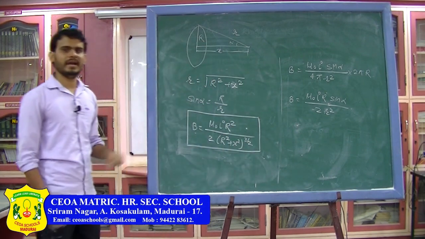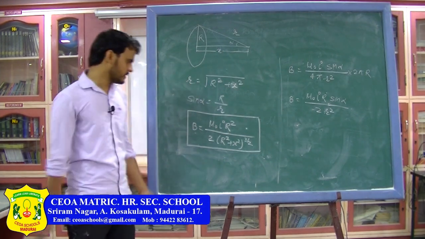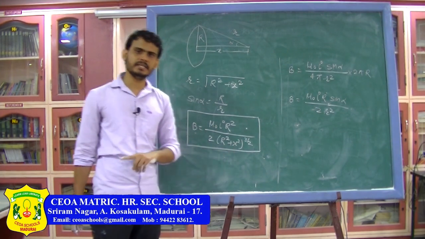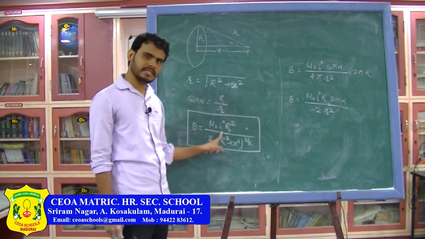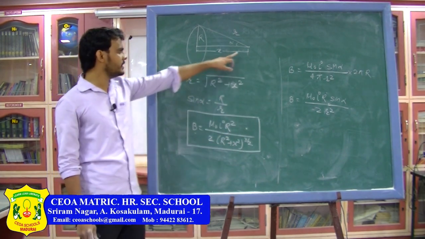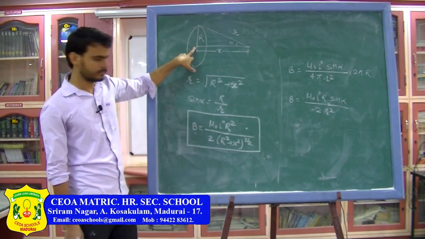So, this is the magnetic field due to a current carrying ring on the axis of the ring. The distance of the point from the center of the ring is x. Remember here x is the distance from the center of the ring. So, this is the formula. I is the current, R is the radius of the ring, and x is the distance between the point where you have to find the magnetic field on the axis and the center of the ring.